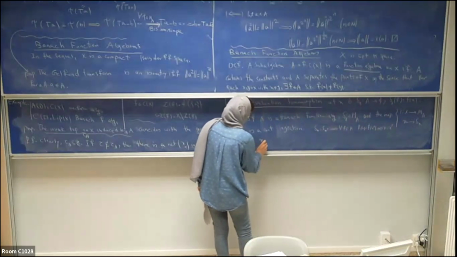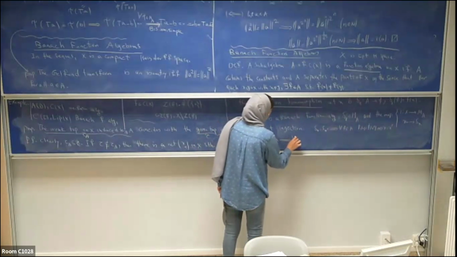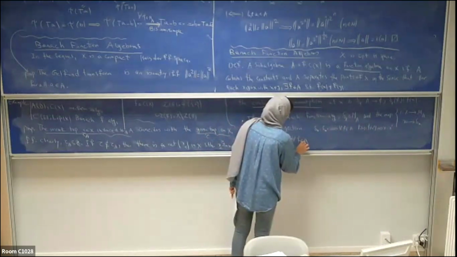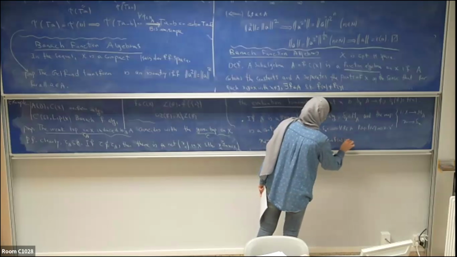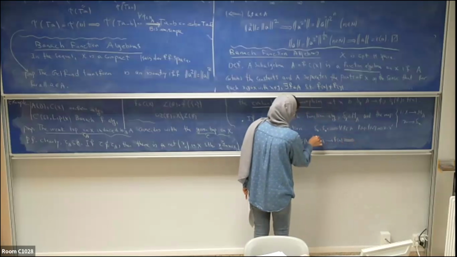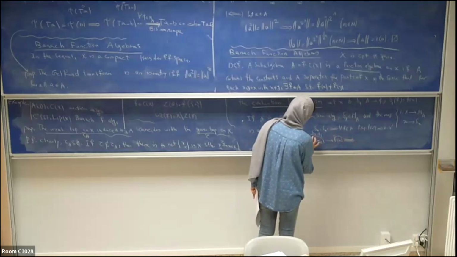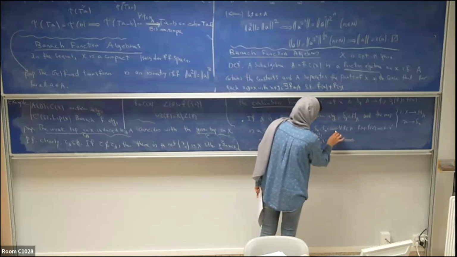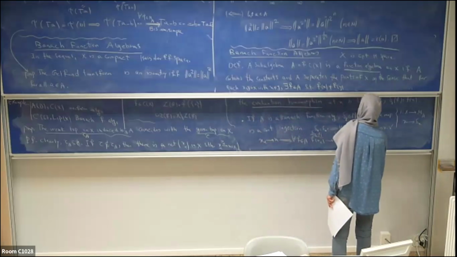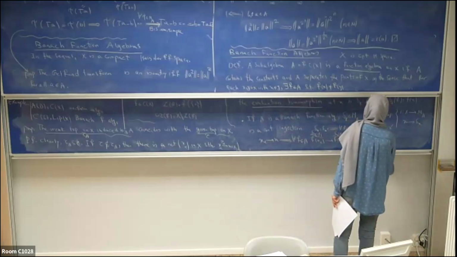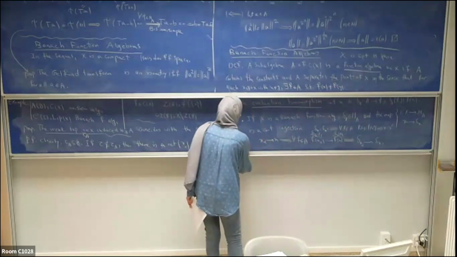Continuity also is easy. For example, if x_alpha goes to x, then for each f, because f is continuous, f(x_alpha) goes to f(x). In other words, this is delta_x(f), and this one delta_x_alpha(f). According to the Gelfand topology, it means that delta_x_alpha goes to delta_x. So it is continuous, always.